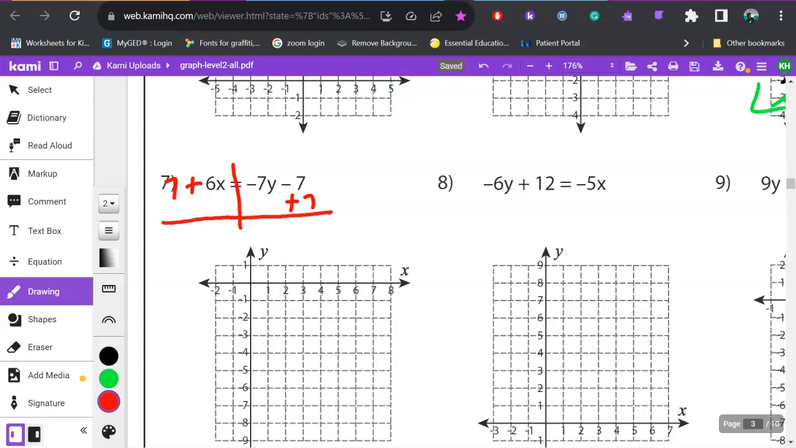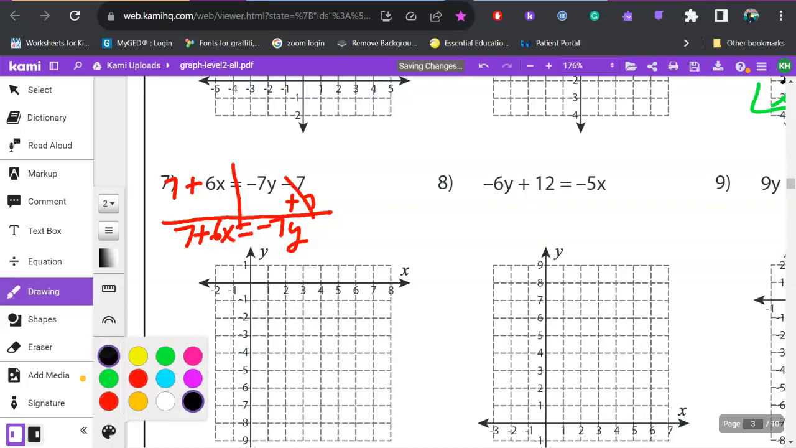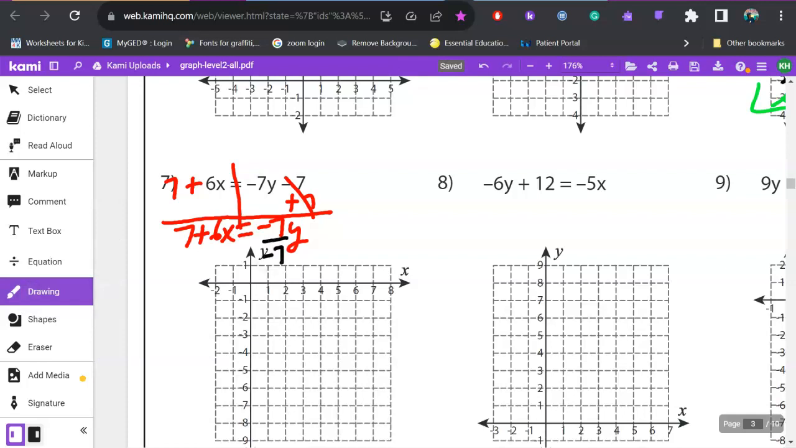Because when we rewrite, we're going to write 7 plus, that's positive 7, which we did, positive 7 to both sides, with the positive 6x equals -7y. That canceled out. You see now we're going to divide by -7. Divide by -7, divide by -7. Okay, I have -7 divided by -7, and put that over here. That's negative 1. And then 6 divided by -7.